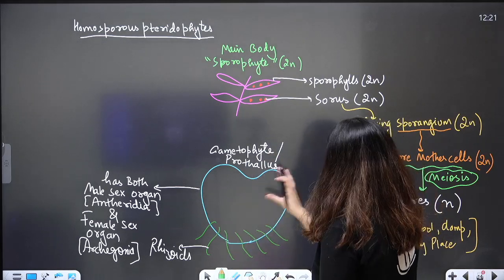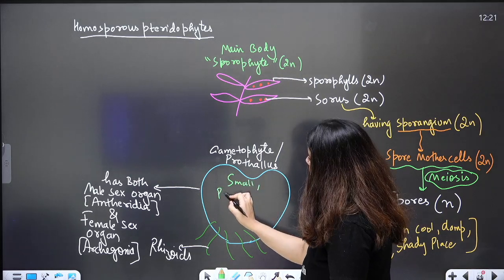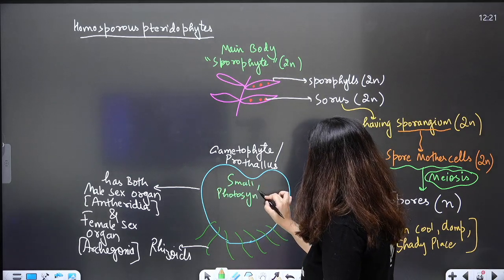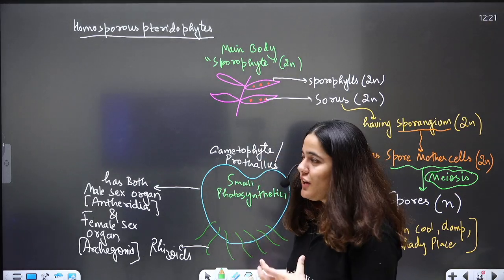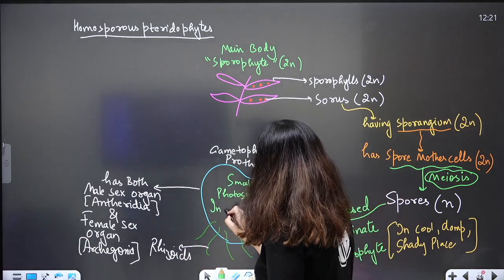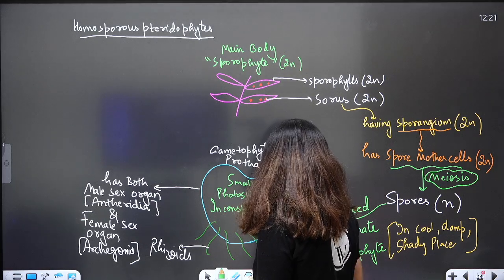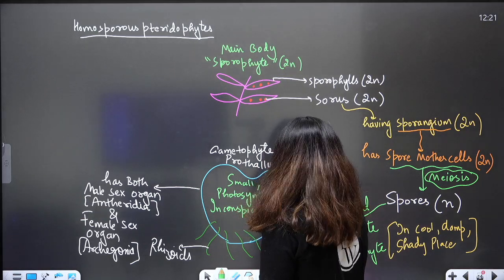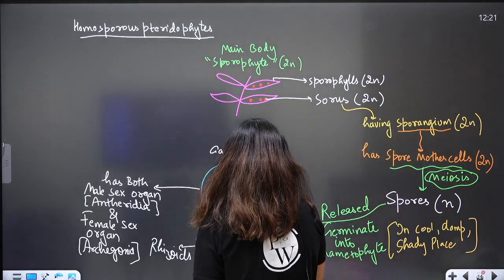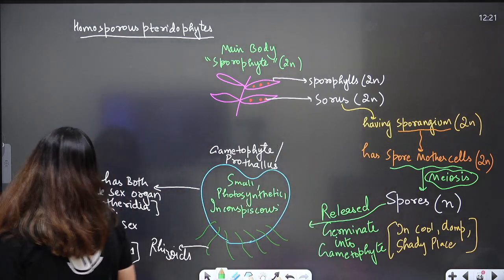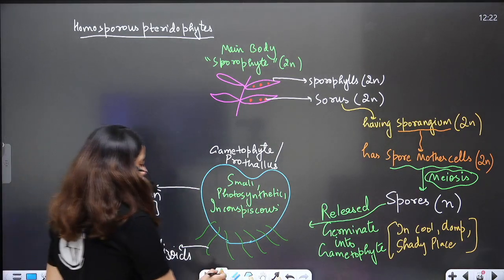And remember, this gametophyte is very small, photosynthetic and inconspicuous. Inconspicuous means very small. We are not able to observe it. So here it is very inconspicuous. Very small, photosynthetic and inconspicuous. And it has both male and female sex organs.